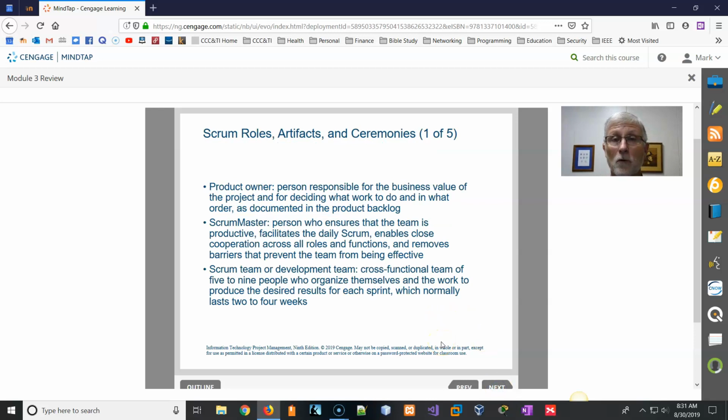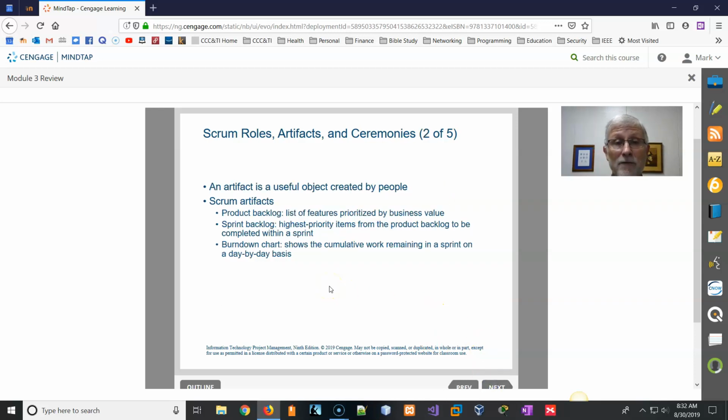Now, there's a couple of roles that take place. One is a product owner, the person responsible for the business side of things. There's the Scrum Master. He's the person who ensures that the team is productive. A Scrum team or a development team is usually a cross-functional team, 5 to 9 people, and handles all aspects of the team. And what they do is in a 2 to 4 week sprint, they do the work that was laid out. Now, an artifact is just a useful object created, so a program, a screen developed, an icon developed, whatever the case may be.